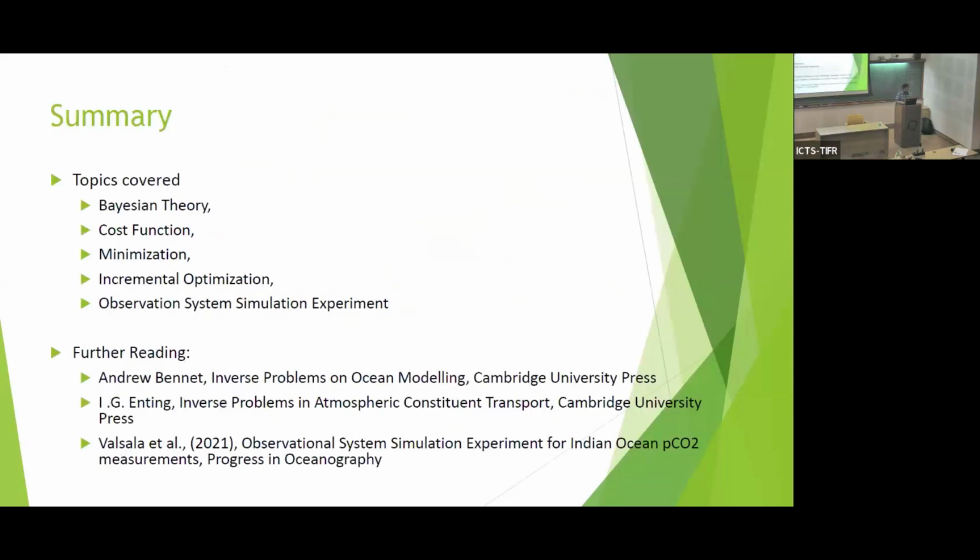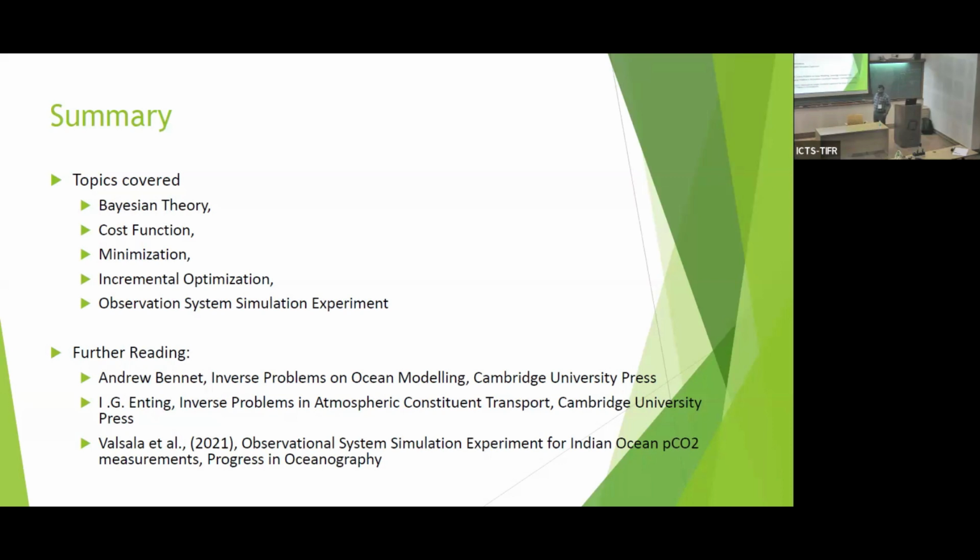So I think that comes the conclusion of the so-called theory. The Bayesian theory, I think I did reasonable work to explain it: cost function, minimization, incremental observation, and OSSE. Nice books are there, okay.